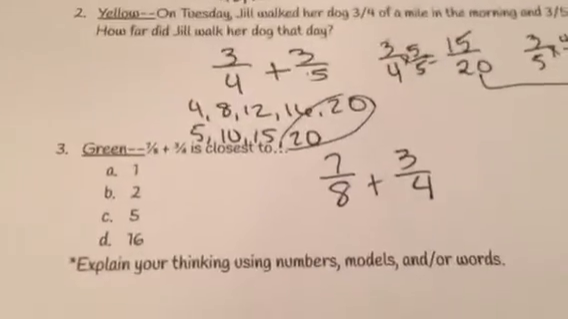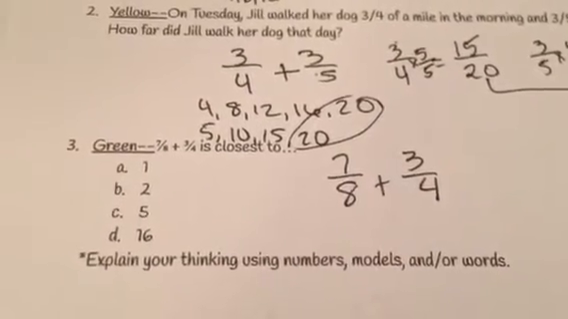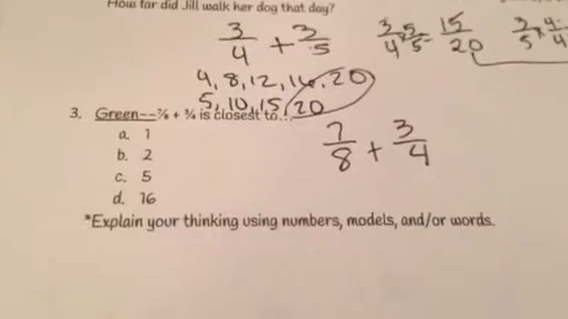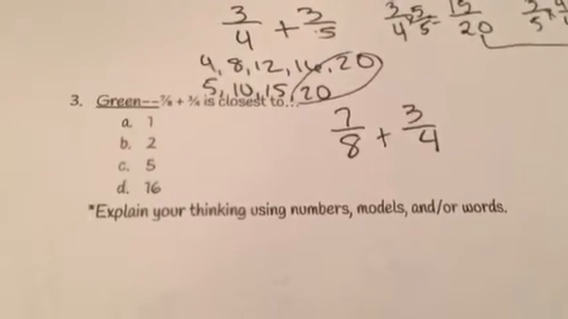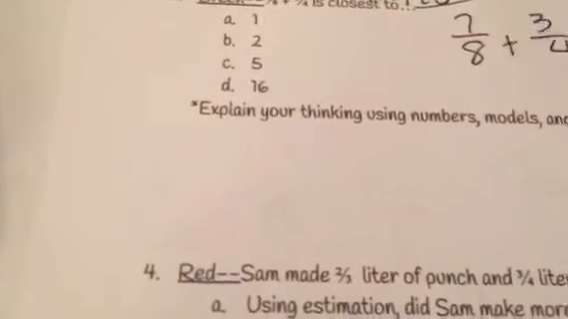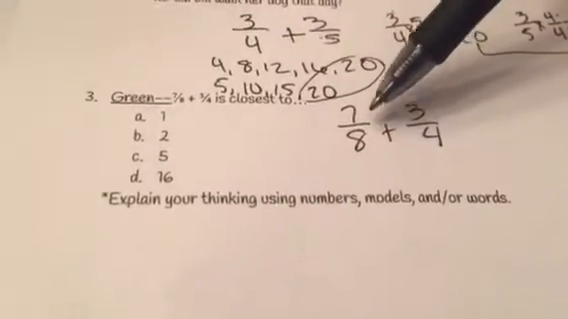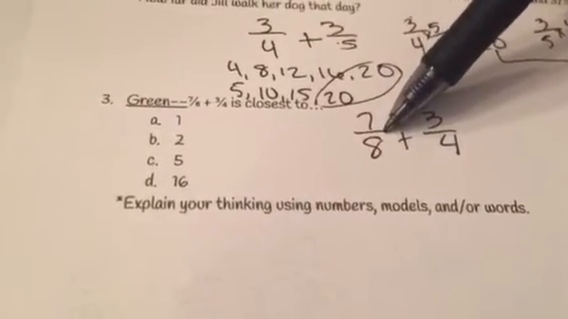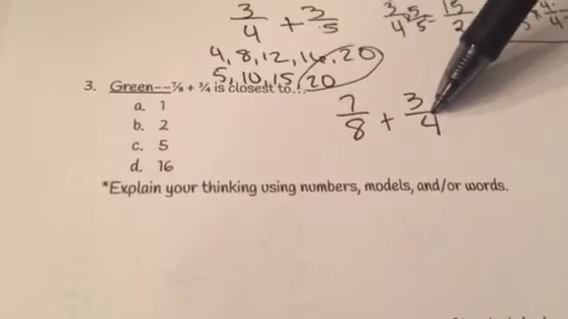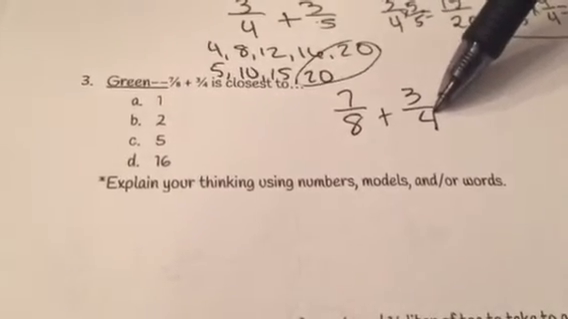All right, back over here. Number 3. 7/8 plus 3/4 is closest to what? And then it says, explain using numbers, models, and/or words. This one is one that you should be able to solve without having to actually add them out. You should use your good mathematical thinking to know that this is only 1/8 away from a whole, and this is only 1/4 away from a whole.